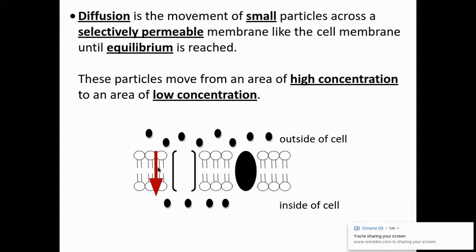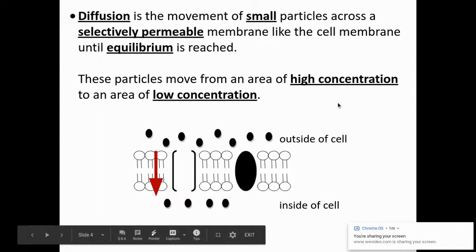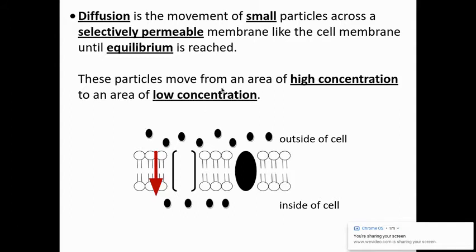Diffusion is the movement of small particles across that membrane until equilibrium is reached. And that just means when there's an equal amount of molecules on both sides. And of course, it's important to know it's going from an area of high concentration to low concentration.